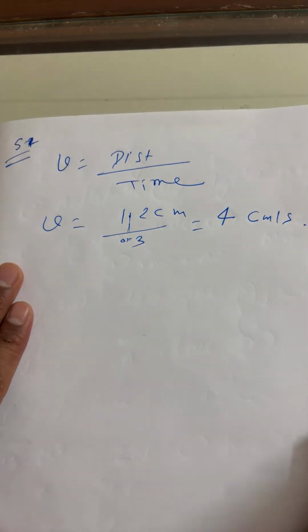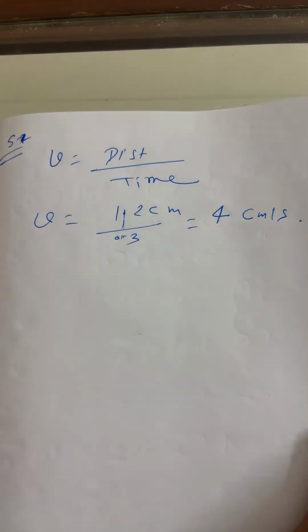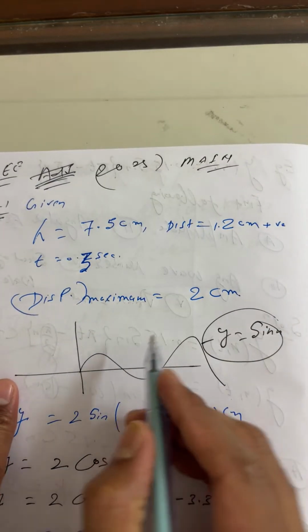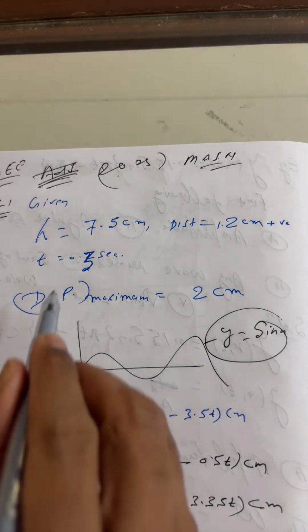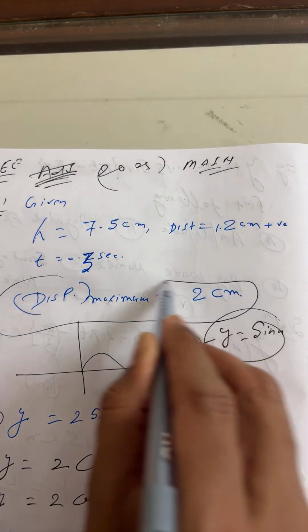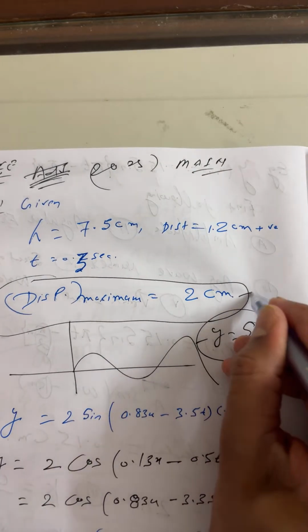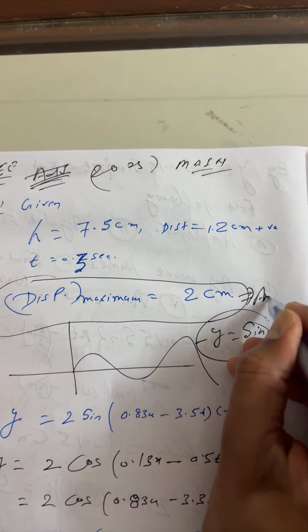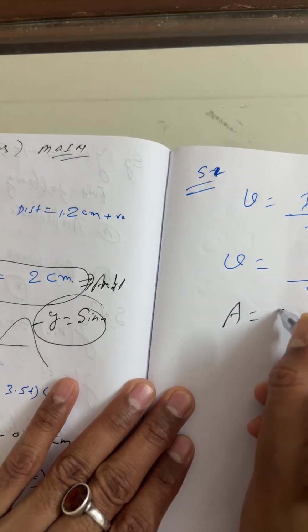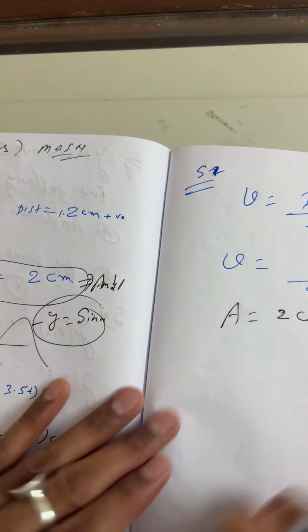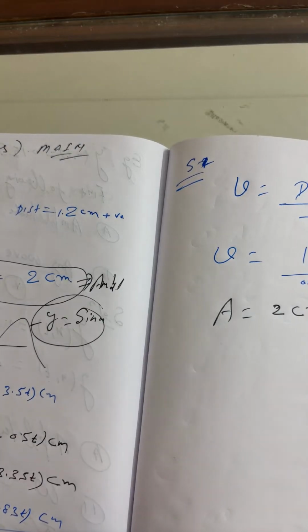Amplitude: what is mentioned in the question? It says displacement maximum. If you remember from the classroom, today also I repeated this: what is the amplitude? It's the maximum displacement, mentioned here in an indirect way. So you can write amplitude equals 2 centimeter.